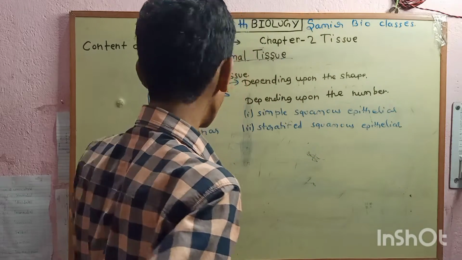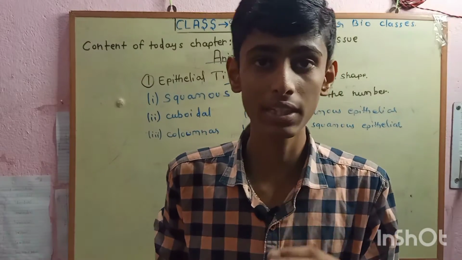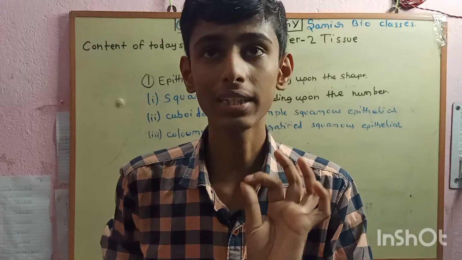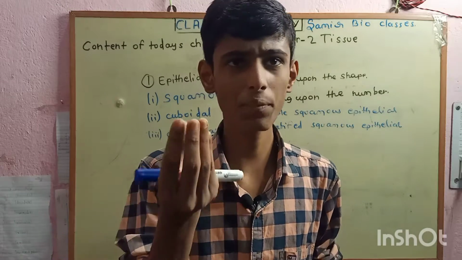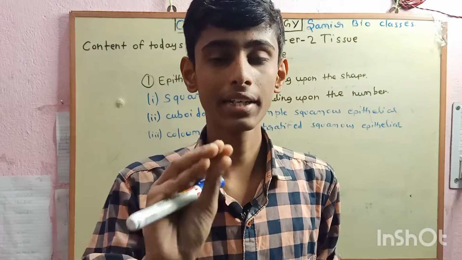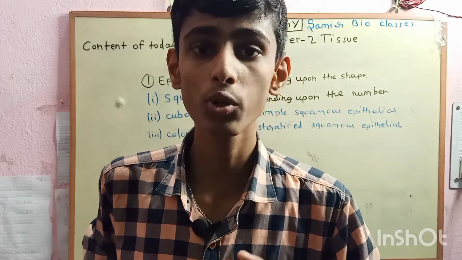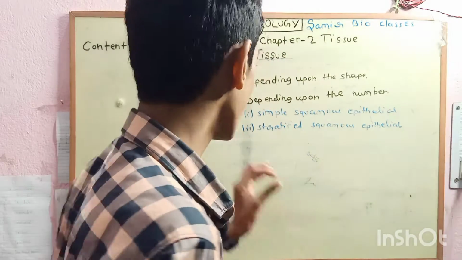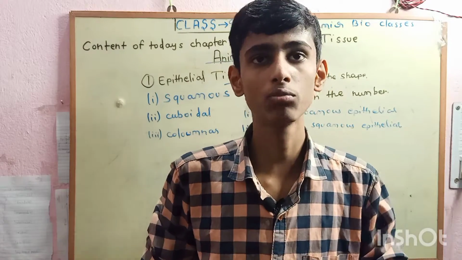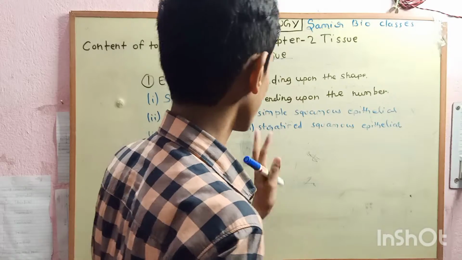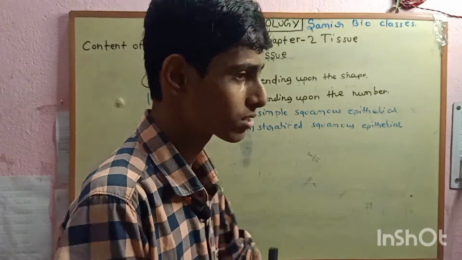In epithelial tissue there is also one more thing: it helps in excretion by the lining of the kidney tubules. The kidney tubules help to secrete, means secrete urine, that will also. And movement also happens in epithelial tissue. Movement of food, all these things happen in epithelial tissue. So depending upon the number, there are two: simple squamous and stratified squamous.